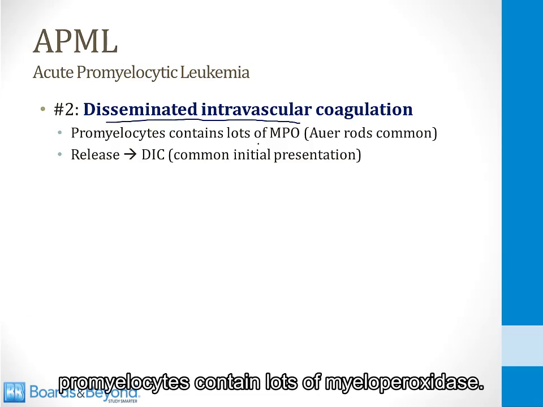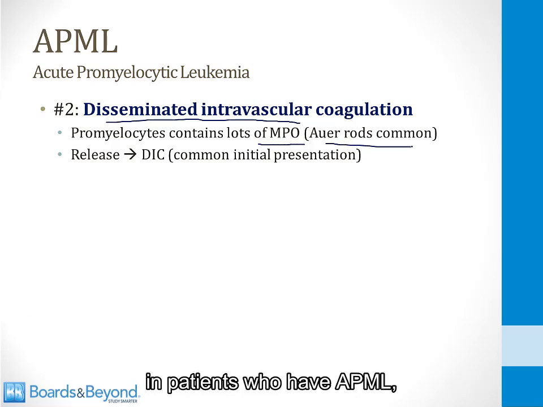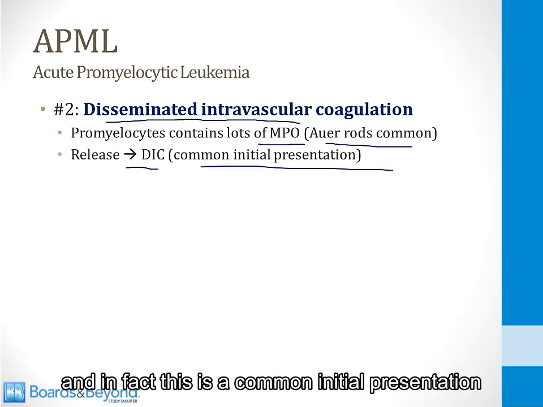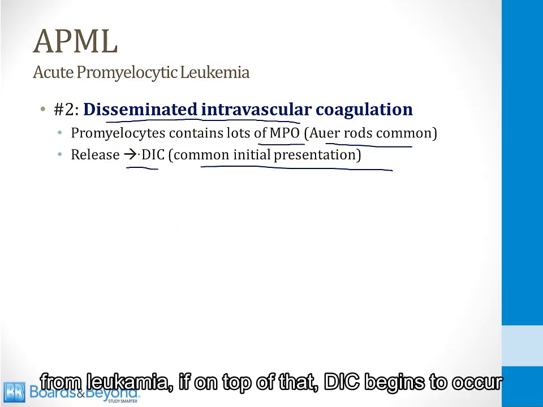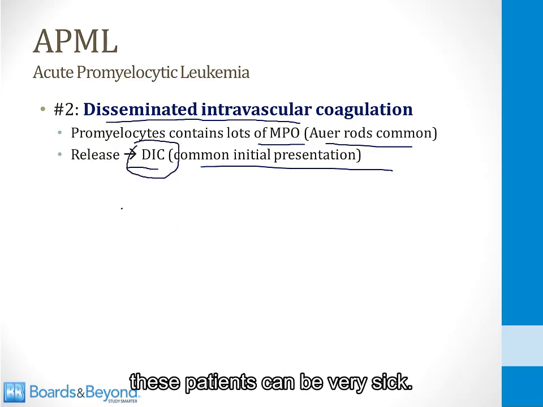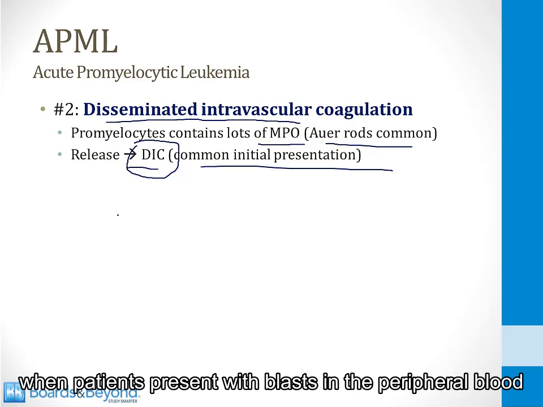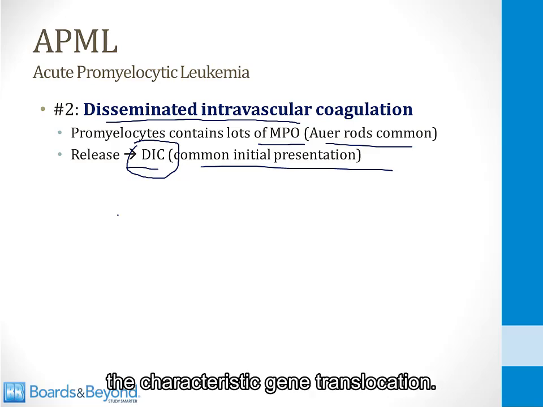Promyelocytes contain lots of myeloperoxidase. Auer rods are a common finding in the blast cells in patients who have APML. When myeloperoxidase is released, it can lead to DIC, and in fact this is a common initial presentation of the leukemia. Remember that these patients are often thrombocytopenic from the leukemia. If on top of that DIC begins to occur, these patients can be very sick. So the APML subtype is often suspected when patients present with blasts in the peripheral blood and evidence of DIC. It's confirmed by finding the characteristic gene translocation.